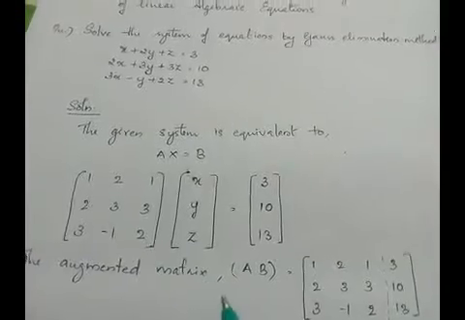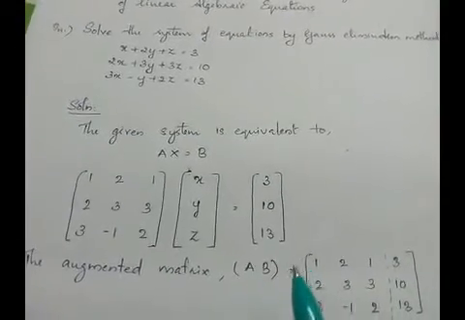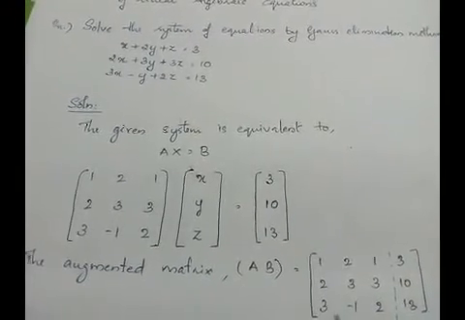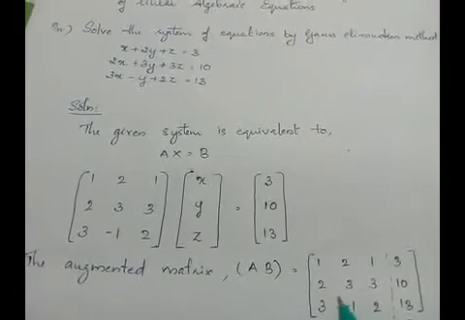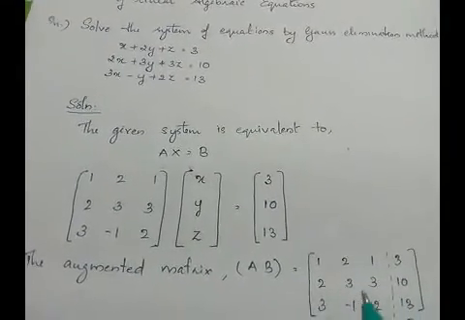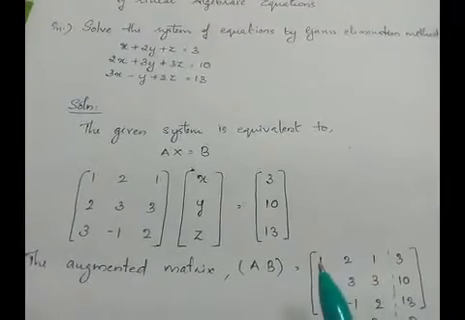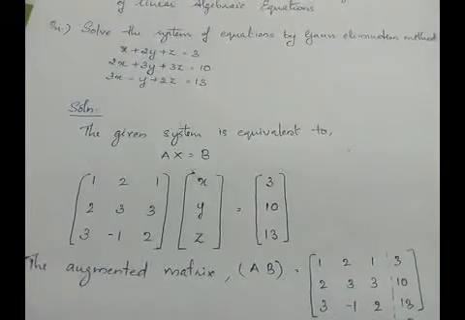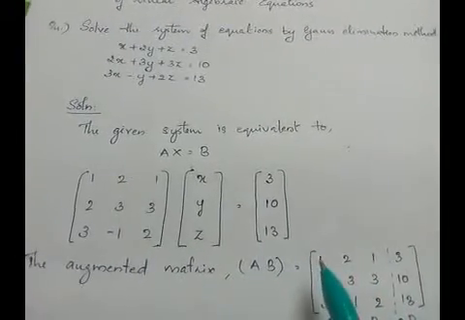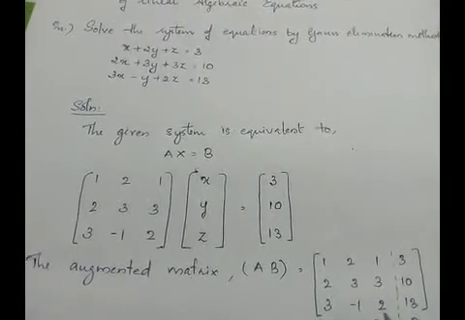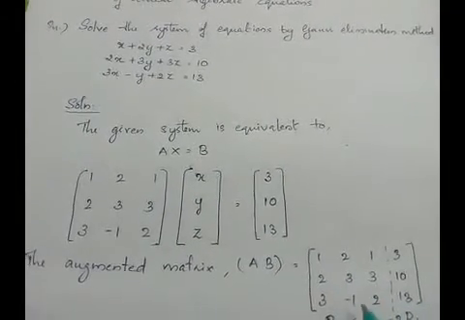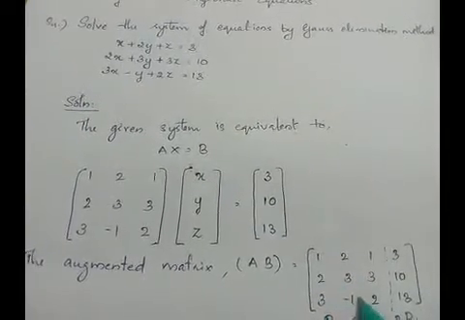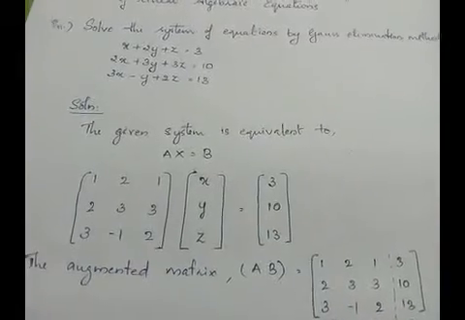So we'll start with the augmented matrix AB, and now our aim is to convert this matrix into an upper triangular matrix. An upper triangular matrix is a matrix where the elements below the diagonal are 0. In this matrix, the diagonal elements are 1, 3 and 2. The elements below the diagonal will be 2, 3 and minus 1. These elements are to be converted to 0 using row operations or row equations.